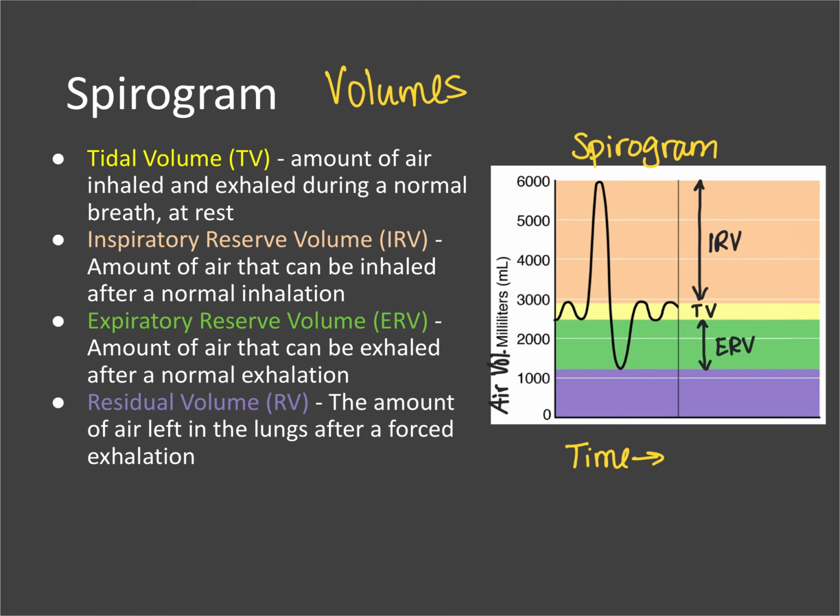And the last volume on the list is the residual volume, which is this area in purple. And this is a volume of air that stays in your lungs. You cannot voluntarily push this air out of your lungs, and it serves a purpose. It actually helps to keep your lungs kind of partially inflated so they don't totally collapse in on themselves.